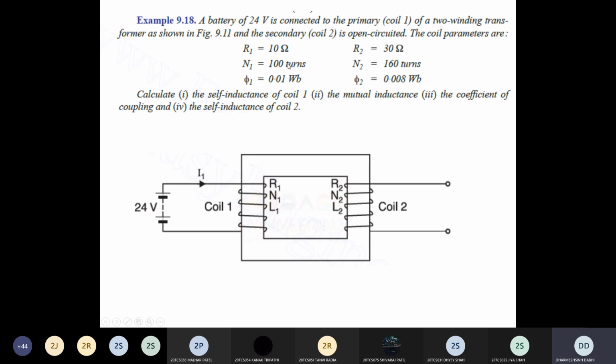The coil parameters are given here. R1, the resistance of coil 1, is 10 ohm. N1, the number of turns of coil number 1, is 100 turns. And phi1, the flux linked with coil 1, is given as 0.01 Weber. In the same way, coil 2 parameters are given: R2, N2 and phi2. Calculate the self inductance of coil number 1, mutual inductance and coefficient of coupling. And the fourth one, self inductance of coil number 2.